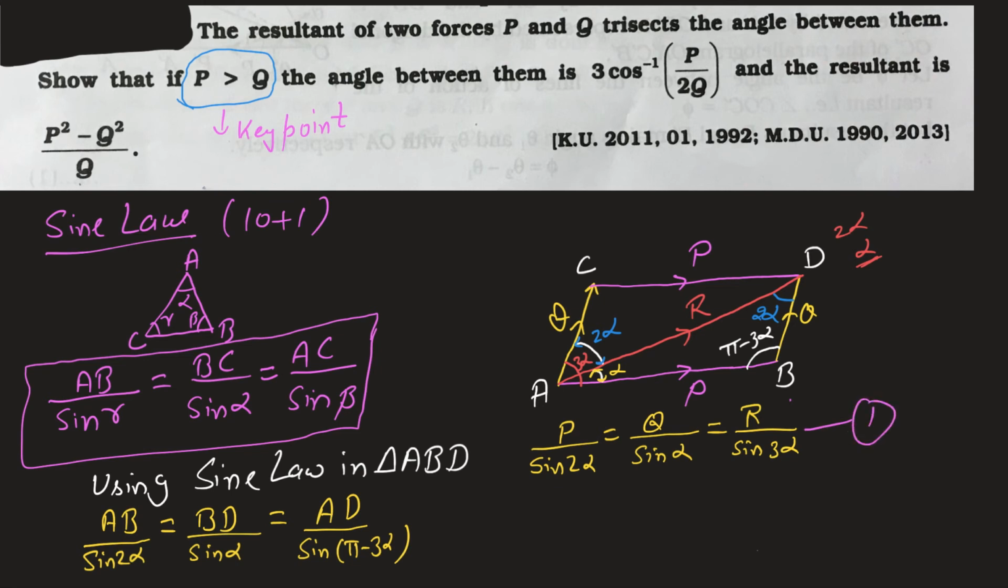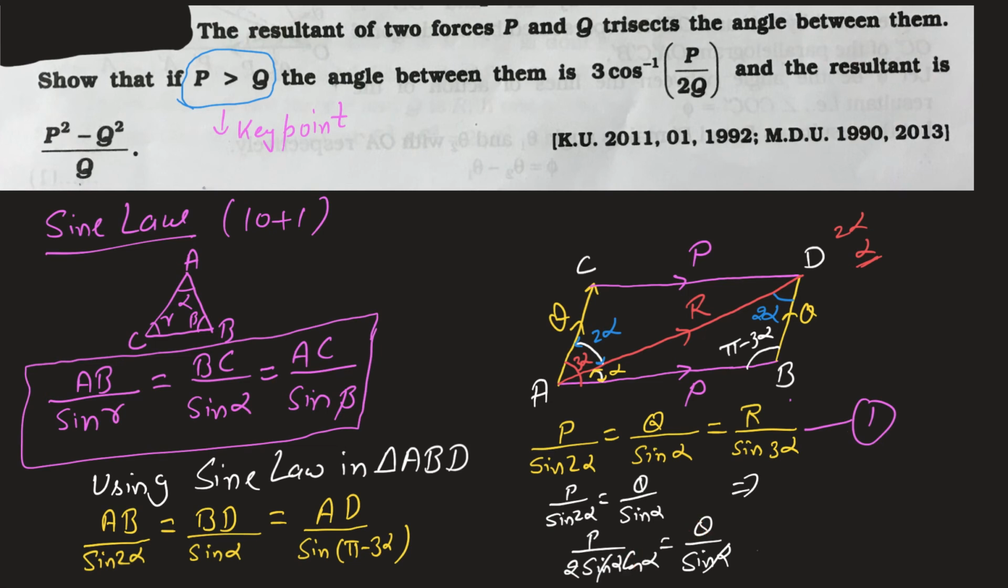Okay, fine. Now take the first two ratios of this equation. So let us take the first two ratios. What will it give? It will give P sine 2 alpha is equal to Q sine alpha. P sine 2 alpha is 2 sine alpha cos alpha, equals Q sine alpha. Sine alpha and sine alpha will cancel out. This implies that cos alpha will go over here and Q will come down.